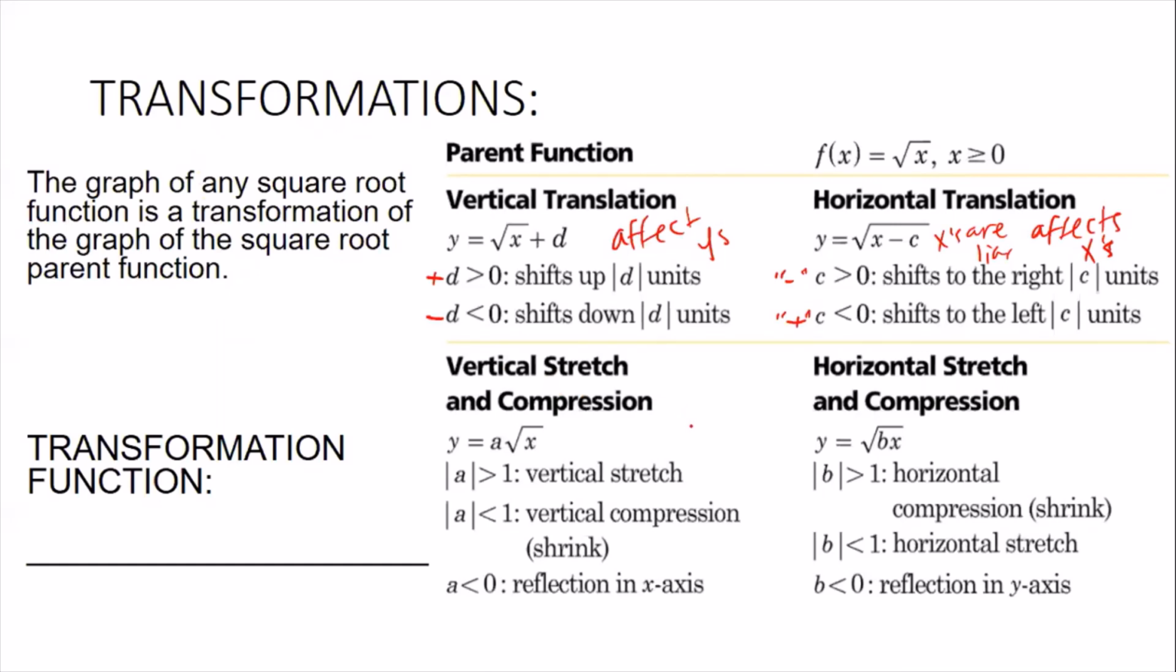All right. Vertical stretch and compression. Your vertical stretch and compression is changing how quickly or how slowly your y values increase. Okay. So here, when you have a number on the outside of the square root that's being multiplied, that's a stretch or a compression. Okay. So that stretch or compression is on the outside. If the absolute value, meaning regardless of whether it's negative, is greater than 1, that's a vertical stretch. If it's less than 1, that's a vertical compression. If you don't want to use the word compression, you can use the word shrink. Okay? And this is going to affect our y's.